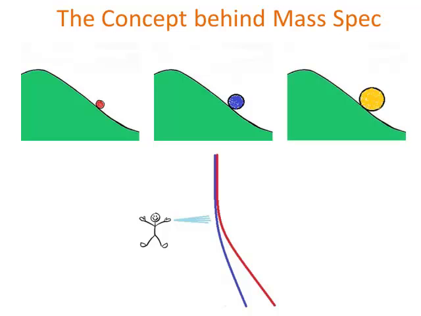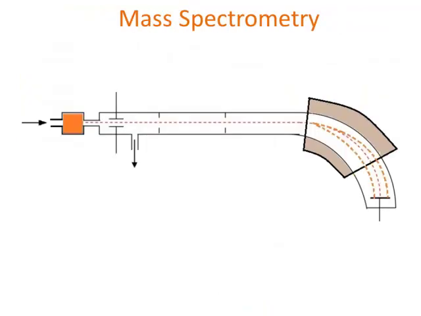What if a large boulder rolls down the hill? What would its path look like? The same water pressure would affect this large object less than the lighter balls. That's the exact same idea behind mass spectrometry.